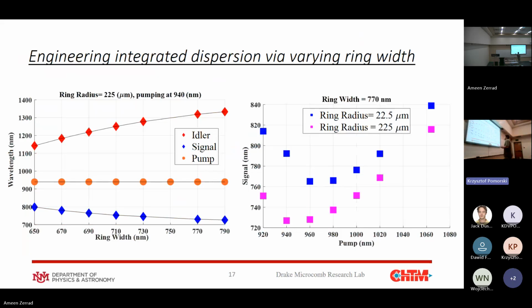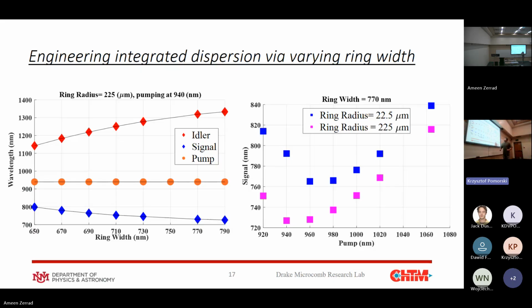So this is the result of a finite element model. What I'm showing you here is a ring radius of 225 microns, pumping at 940 nanometers. In the orange, of course, it's going to be flat because it's your pump wavelength as a function of ring width. Your pump wavelength is not going to change with ring width. We fixed it at 940 here. But what I'm showing you here is how your idler and signal modes change with your choice of ring width.